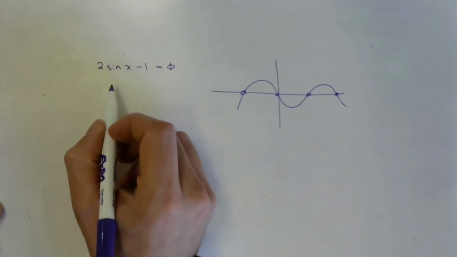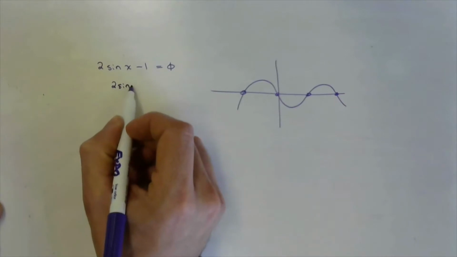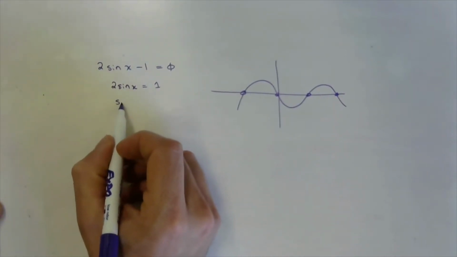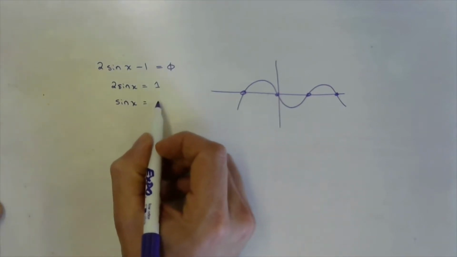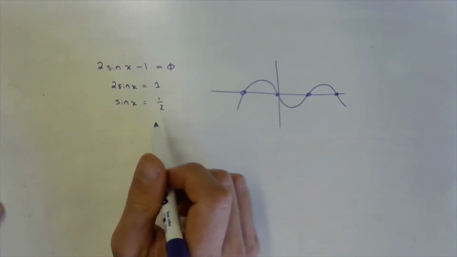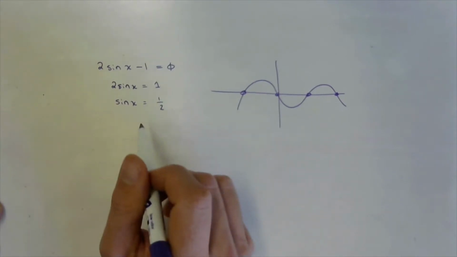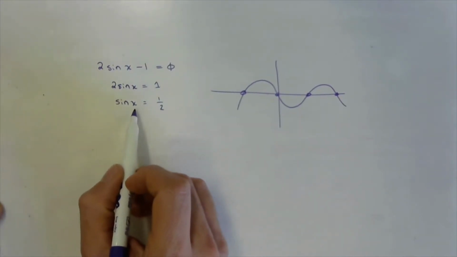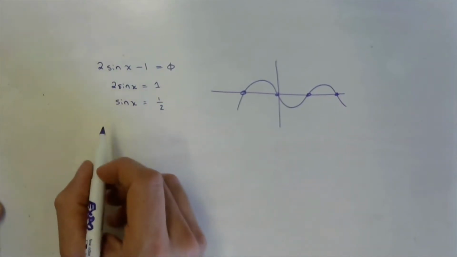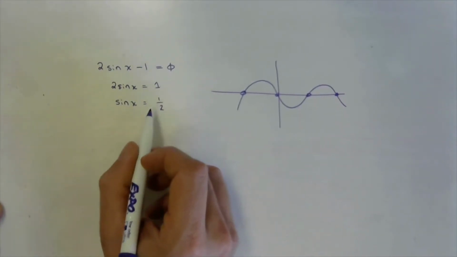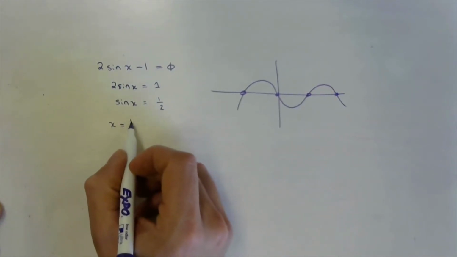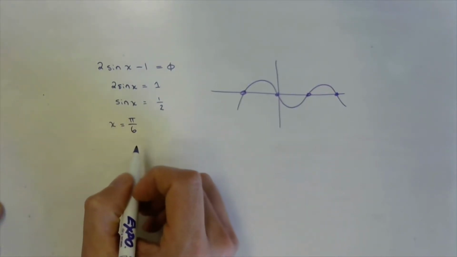So what we would do here is we would add 1 to both sides. We would divide both sides by 2. And then we can take the inverse sine of both sides. So now we have the sine of an angle is equal to 1/2. This is a ratio. So we would take the inverse sine of 1/2. That would get us x equals pi over 6.